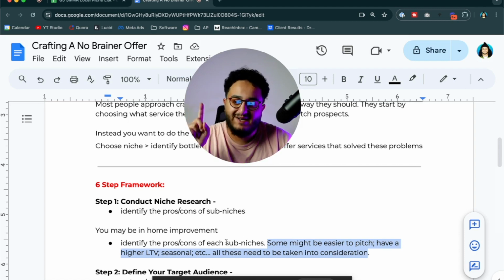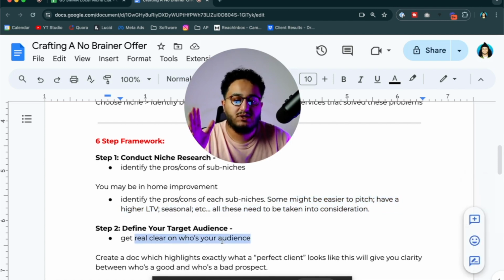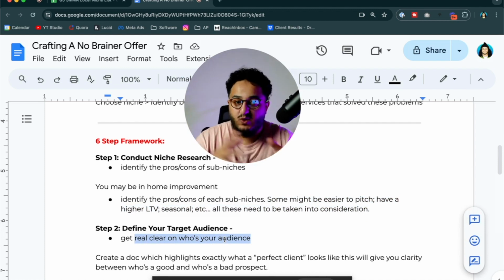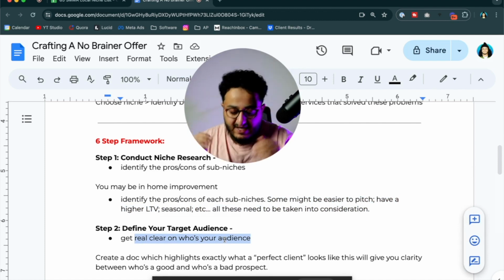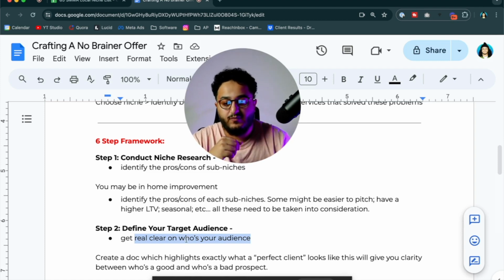That's number 1, is you're going to conduct niche research from A to Z. Number 2 is you're going to define your target audience. So here you need to get really clear on exactly who your audience is. For both of my agencies, my paid ads agency as well as my consulting agency, I know exactly who my ideal client is all the way to the T. Okay, you need to do the same thing too. So how are you going to do this?